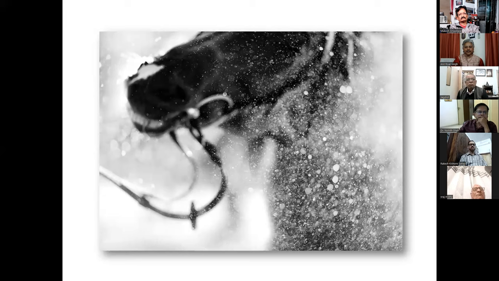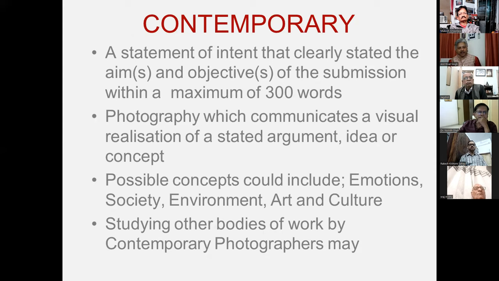Yes. Then the contemporary category. A statement of intent that clearly states the aim and objectives of the submission within a maximum of 300 words. Here, one can have 300 words for the letter of intent. Photography which communicates a visual realization of a stated argument, idea, or concept. Possible concepts could include emotions, society, environment, art and culture.